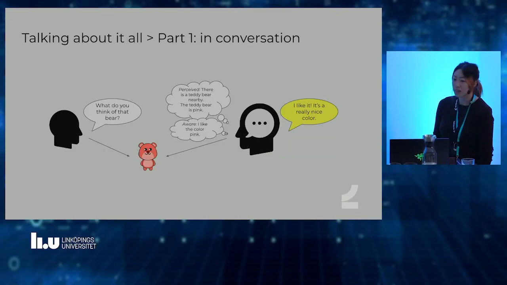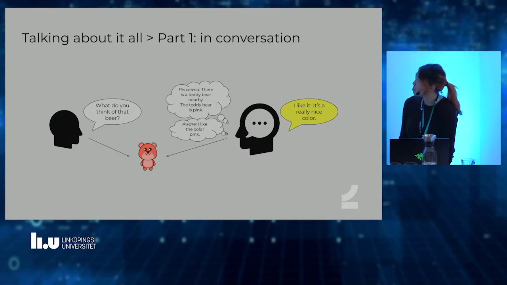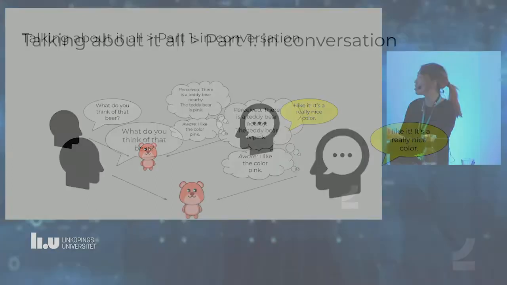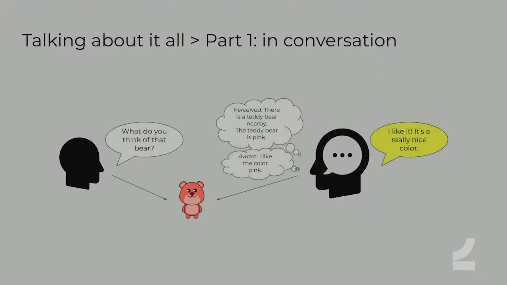And this is an example of that. So in this case, let's say the player asks the character, oh, what do you think of that bear? So they both perceive this bear, which is the mutual information of the conversation. The character's knowledge graph contains some perception that there's a teddy bear nearby and the teddy bear is pink. And they're also self-aware that they like the color pink.